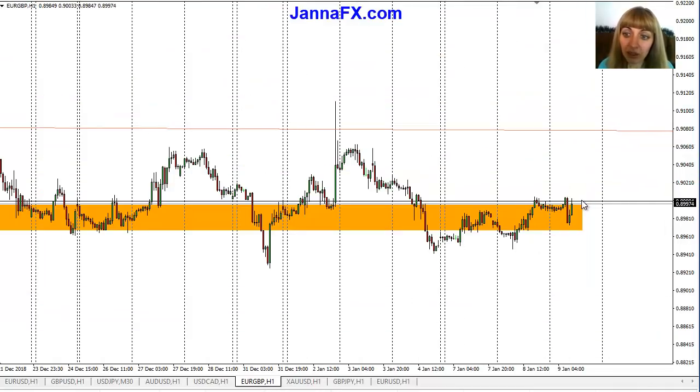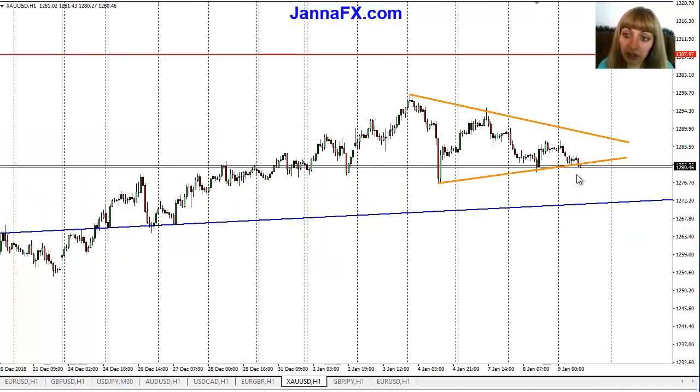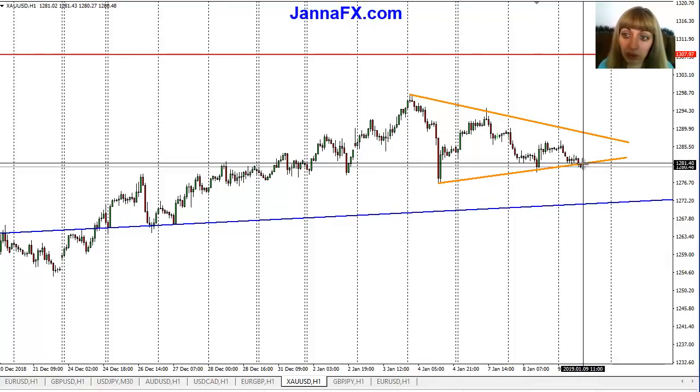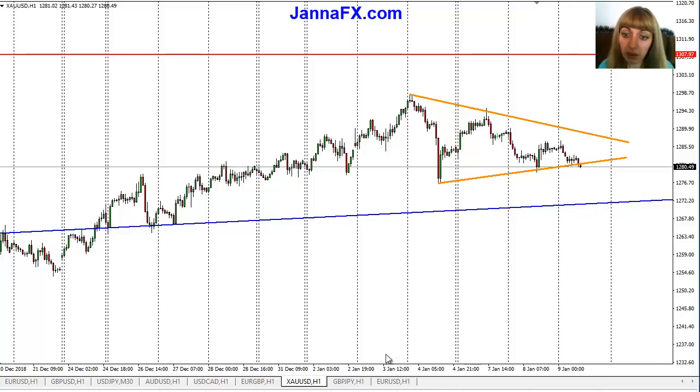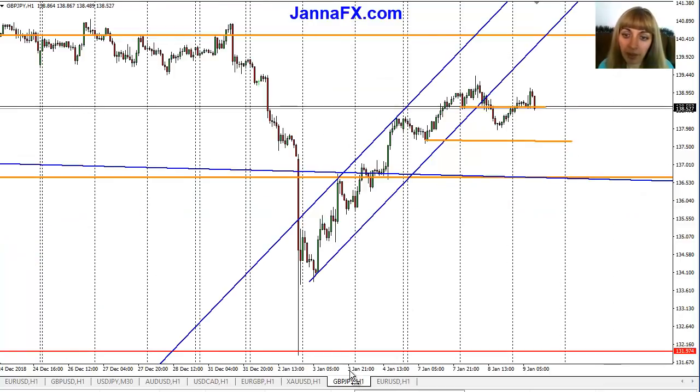Euro pound is still sitting in the area, so which means I can place also pending orders, okay, using the channel. And as you can see, gold moved and created pretty much double little bottom, see here. So I can already place my pending sell order, okay, slightly below the level, and possibly going to the next level. And also, of course, pending orders buy.